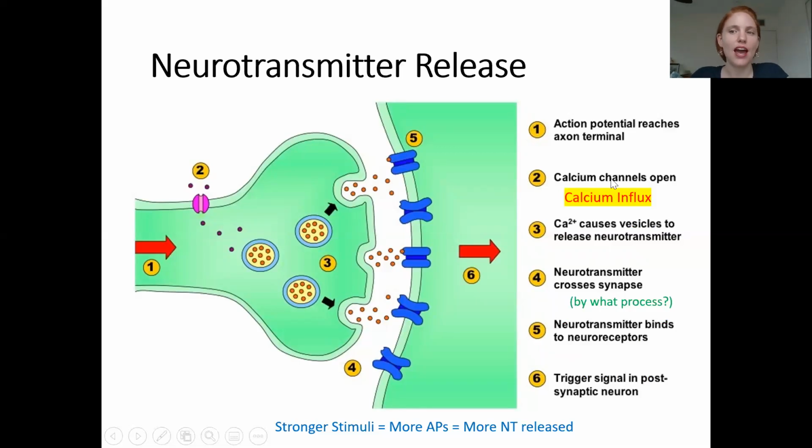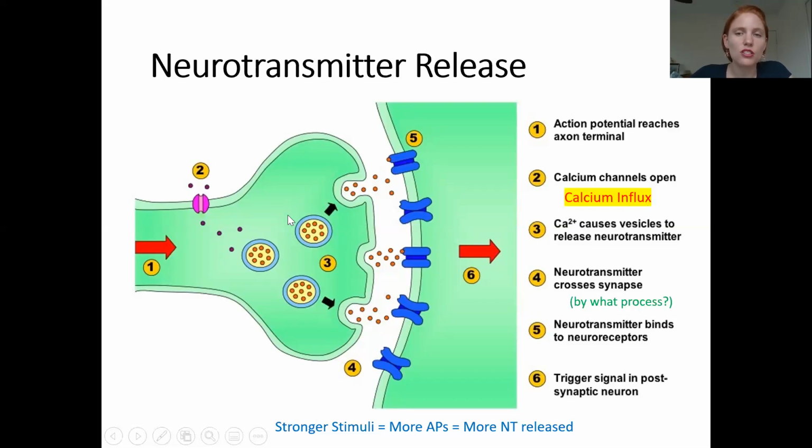Where have we seen calcium already? Remember? Calcium acts as the signal for muscle contraction. So you'll notice that calcium is often used as a signaling molecule. So here we have voltage-gated calcium channels opening. That's going to increase the concentration of calcium inside of the cell. Influx means going into the axon terminal, into the cell.